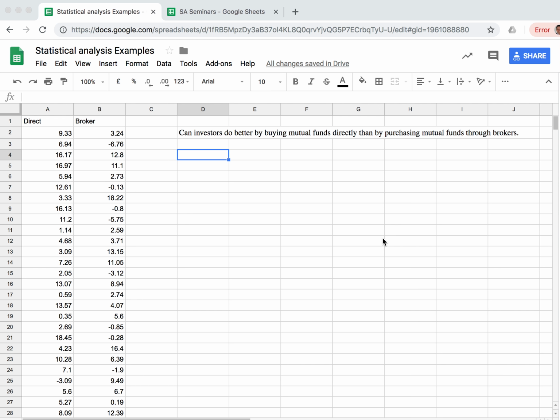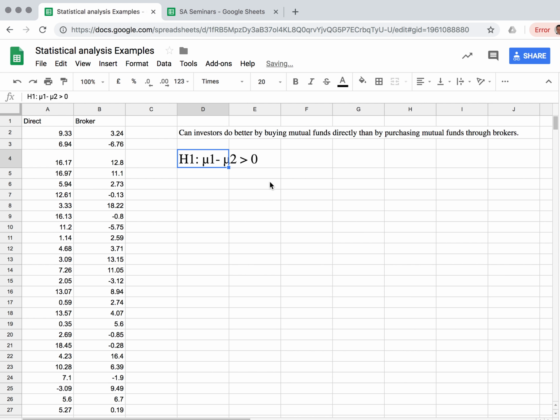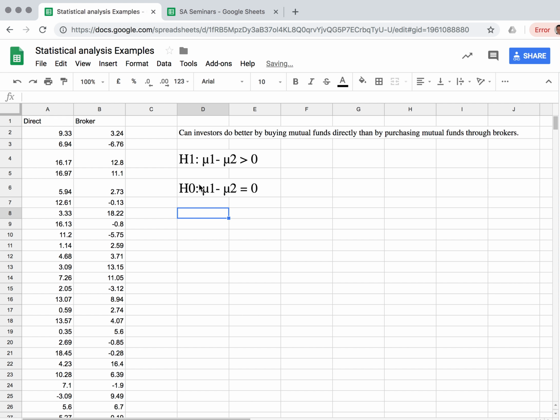What we're trying to prove is that the difference, so the average of funds bought directly less the average of funds bought through brokers, is positive, so that the returns bought directly are higher. This will be tested against the null hypothesis that the mean difference is 0. Usually the null hypothesis is always a fixed number, and when comparing two groups it's most commonly 0, although it could be a higher value as well.